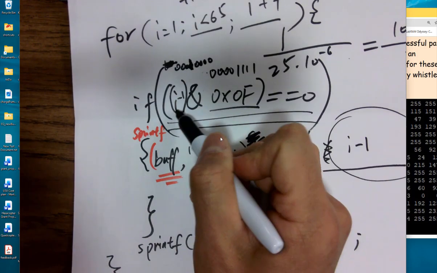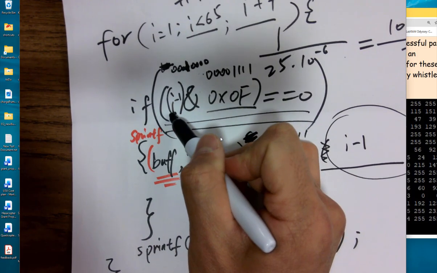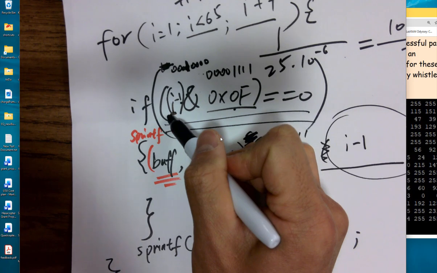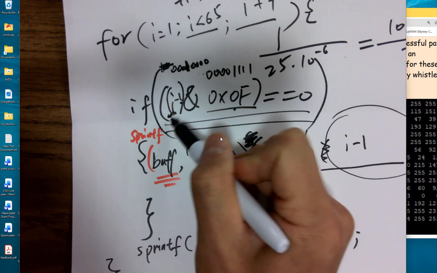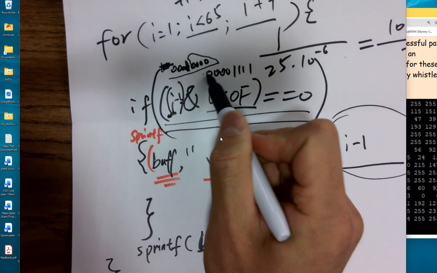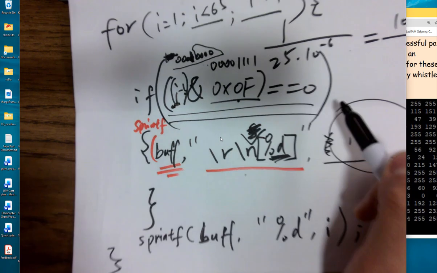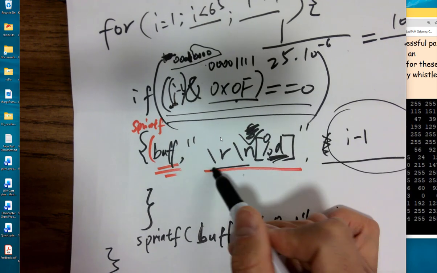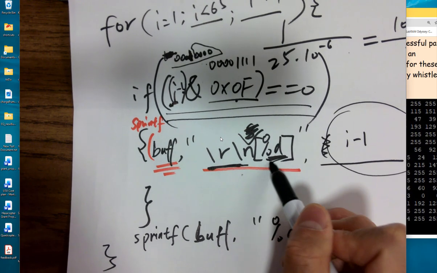So if I is 16, 16 minus 1 is 15, that wouldn't work, right? But 17 will work. 17 minus 1 is 16, so the lower 4 bits become 0, and with this mask, it becomes 0. So whenever it reaches 17, it will print out the line break first, and then print out 17.